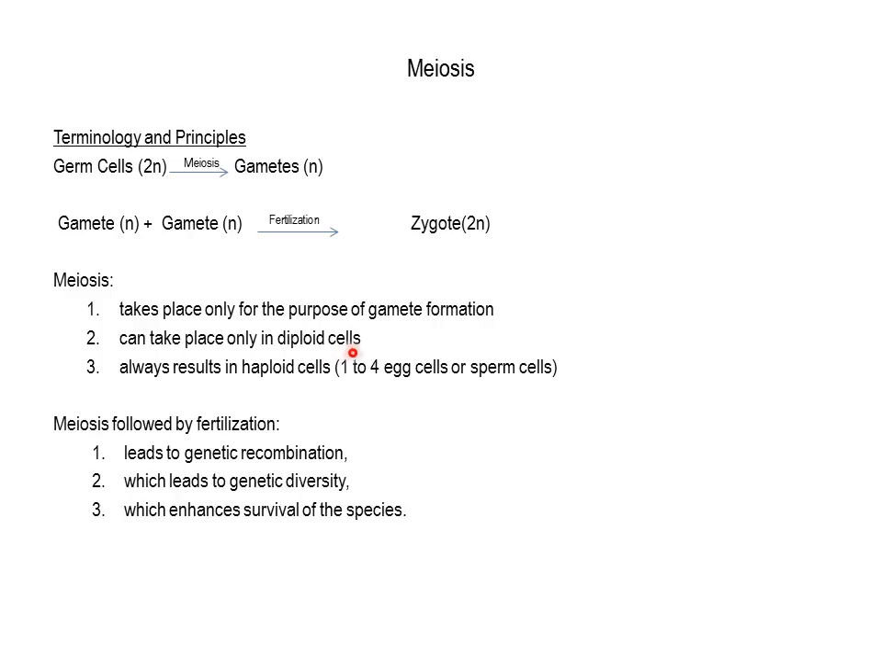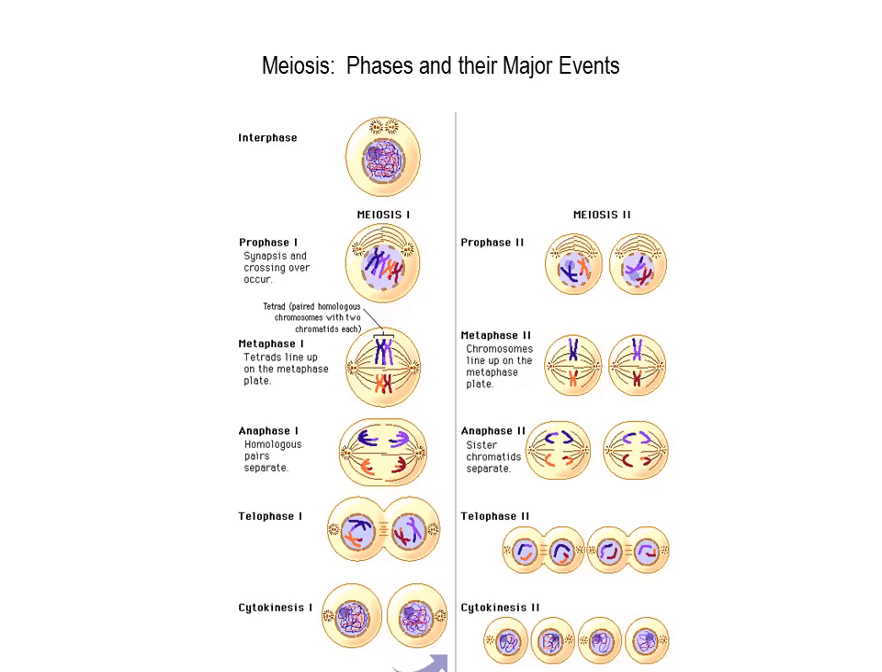You can't take a haploid cell and divide its DNA content into two and expect anything systematic to happen. So we do this with diploid cells, again from 2N to 1N, and we always end up with haploid cells. Okay? And I think that's it, let's move on.